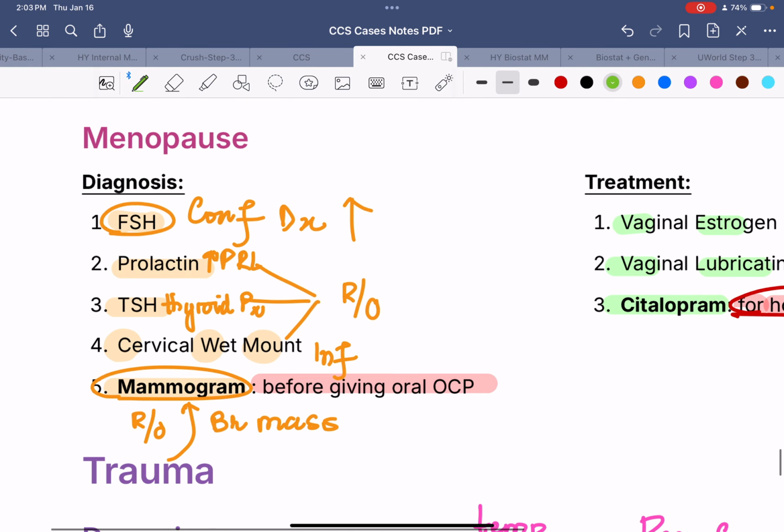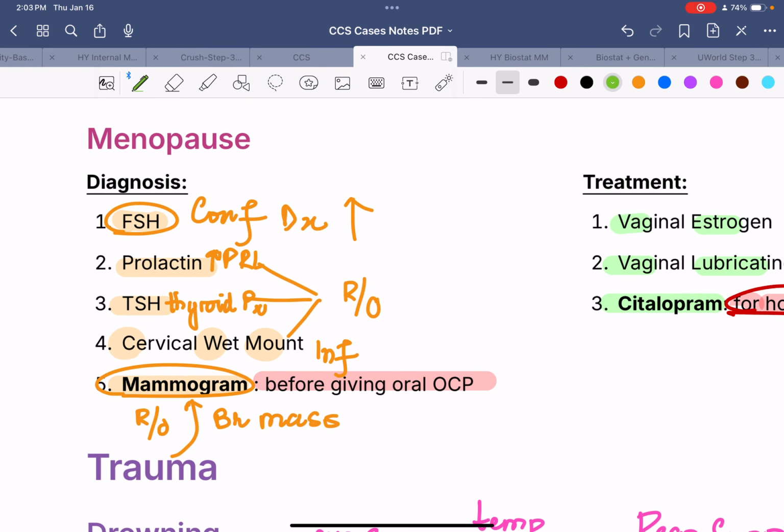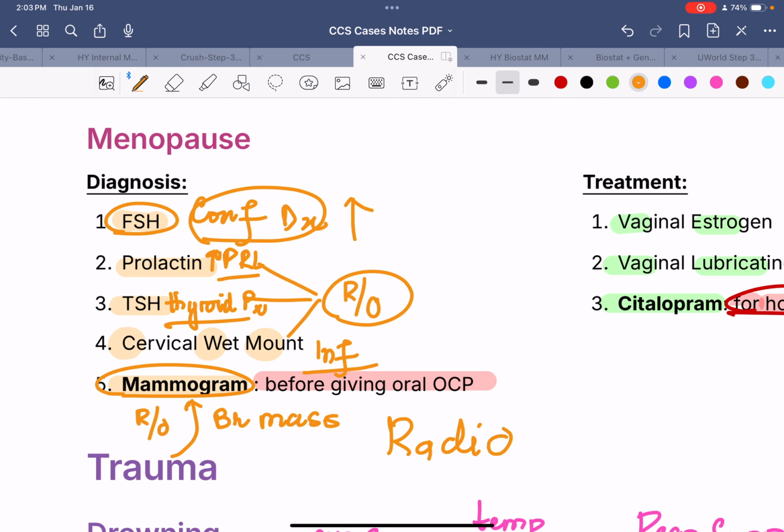Next off, we have menopause. So for menopause, again, we are going to confirm the diagnosis with some specific test. We are going to rule out some other causes that can mimic menopause, which include some endocrine causes as well as infections. And we are going to do some radiological test in order to rule out some sort of breast mass before we actually give the patient oral OCP, since the patient, of course, might be some lady who is 45, 50 plus years of age, and she is at risk of developing breast cancer.